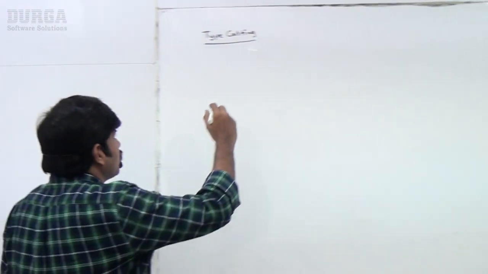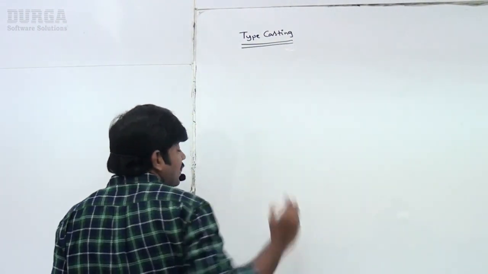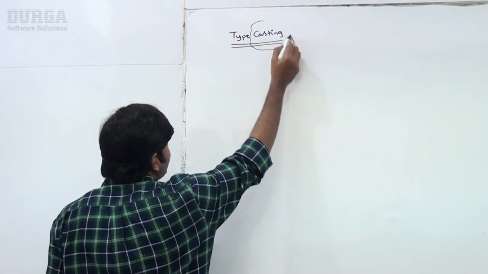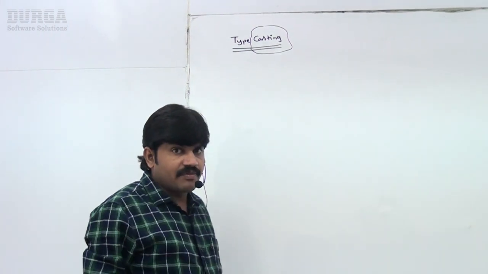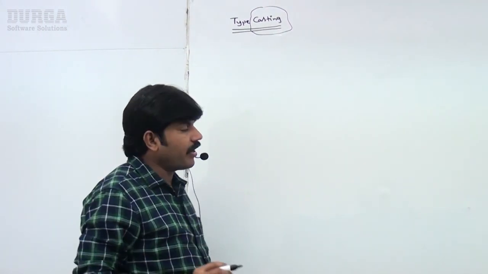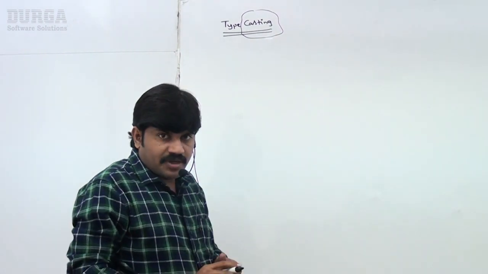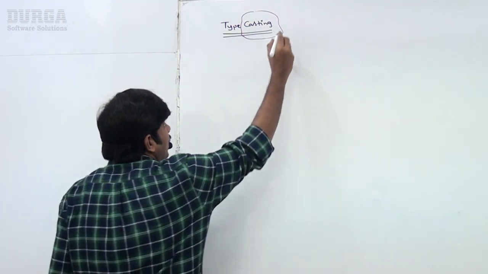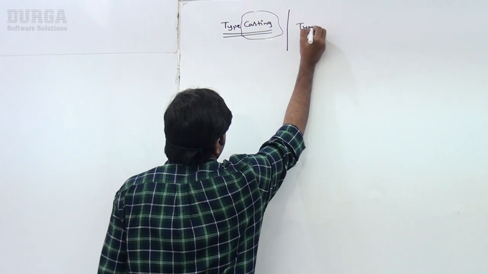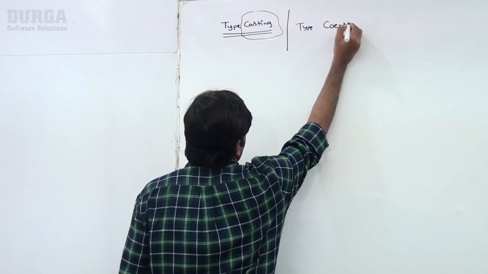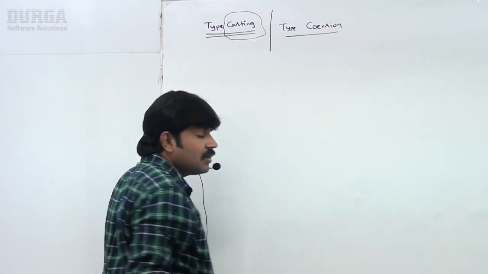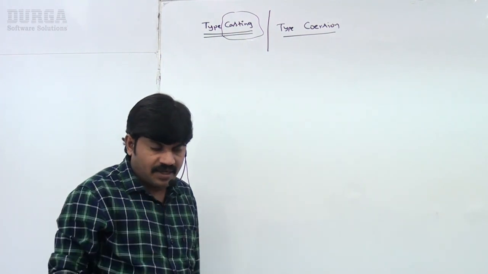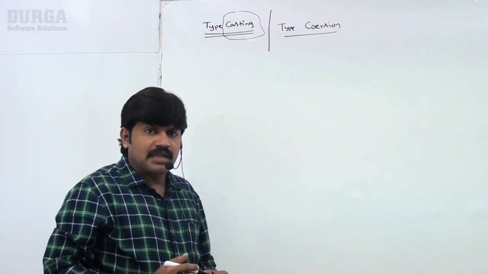This process is nothing but what? Typecasting. Are you getting? Just observe that. What is our next topic name? Typecasting. Sir, casting means converting. The process of converting one type of value to another type is called typecasting or type coercion. Observe very carefully, sir. What is the other word, sir? Type coercion, like this, right? So how can you perform typecasting?